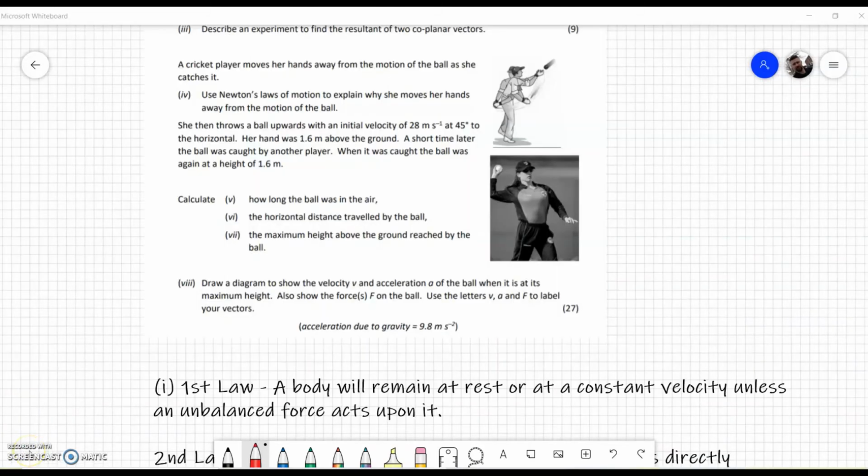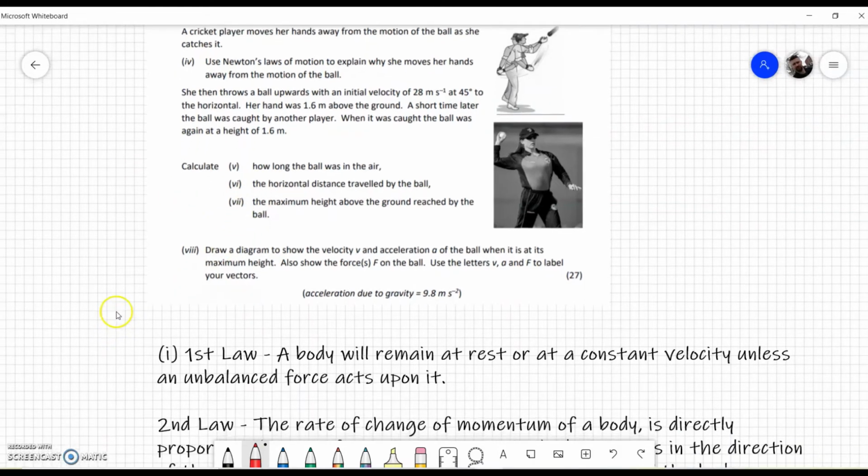The next part of this question looks at the problem solving. So it tells us here that the person playing cricket throws the ball upwards with an initial velocity of 28 meters per second at 45 degrees to the horizontal. Her hand was 1.6 meters above the ground. A short time later, the ball was caught by another player. When the ball was caught, it was again caught at a height of 1.6 meters above the ground. It asks us to calculate how long the ball was in the air.